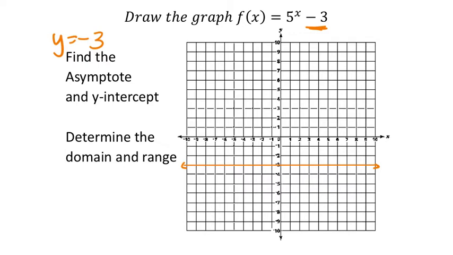The y-intercept, of course, is just where the x value is 0 in the actual function. So for the function that we have, f of x, this would then be 5 to the power of 0 minus 3. Now 5 to the power of 0 is 1, 1 minus 3 would be -2. So I have a y-intercept at (0, -2).